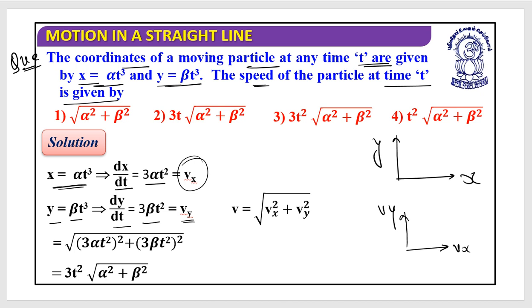I required the velocity or the speed of the particle at time t. So this is vx, this is vy. You can see this is at 90 degrees. If you plot this, the hypotenuse would be my answer. The value of the hypotenuse would be equal to root of vx square plus vy square. So v is equal to under root of vx square plus vy square. Just replace the values and find out the answer.